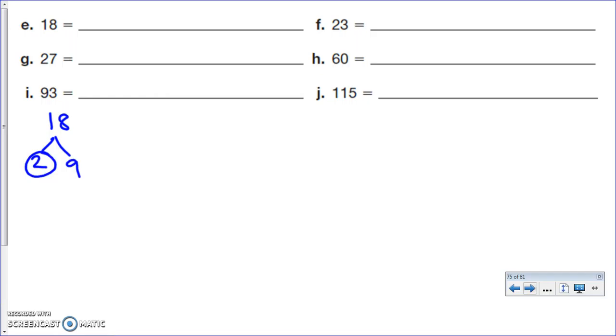We know 2 is prime, so we're going to go ahead and circle it right now. And then we have 9, which we know to get 9 is 3 times 3. And then we can't go any further because all of the numbers at the edges of each branch are prime. So the prime factorization of 18 is 2 times 3 times 3, or 2 times 3 squared.